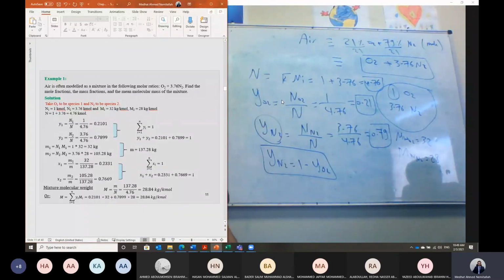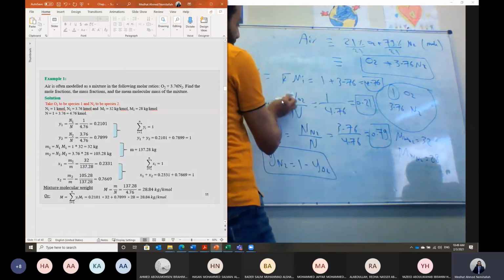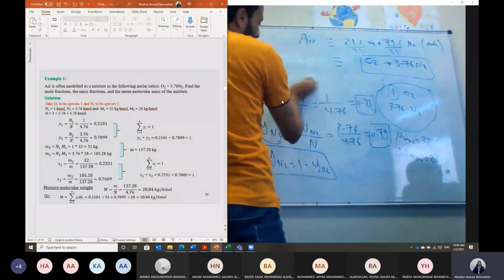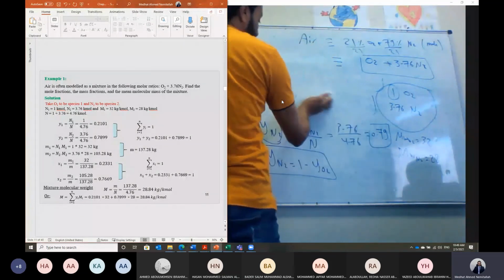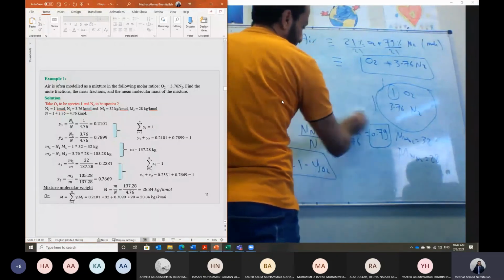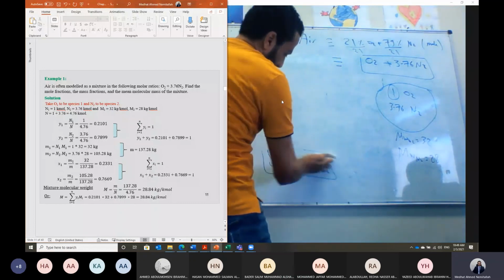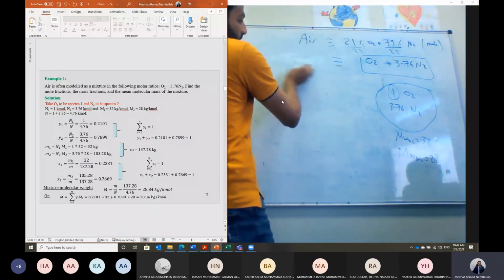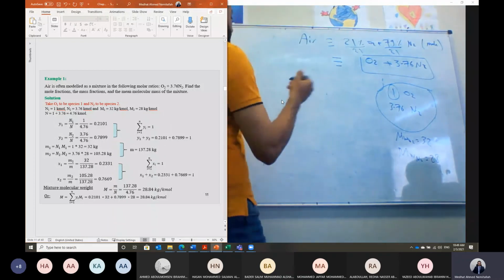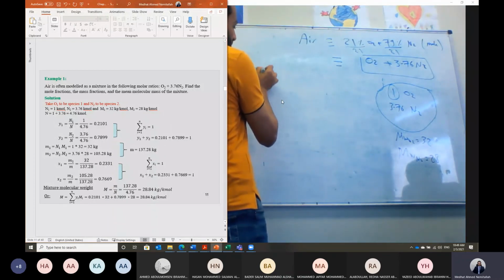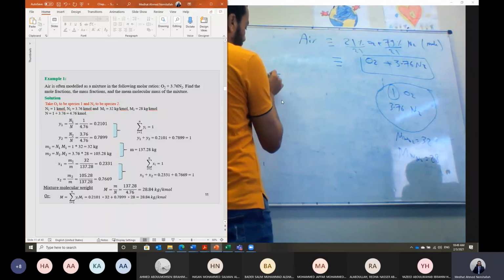Anyway, this is really something very simple. But this is the mole fraction. Can we calculate the mass fraction? In this case, the mass fraction is the mass of each component divided by the total mass. And the mass is equal to the number of moles multiplied by the molecular weight. So let's say the mass fraction of O2.